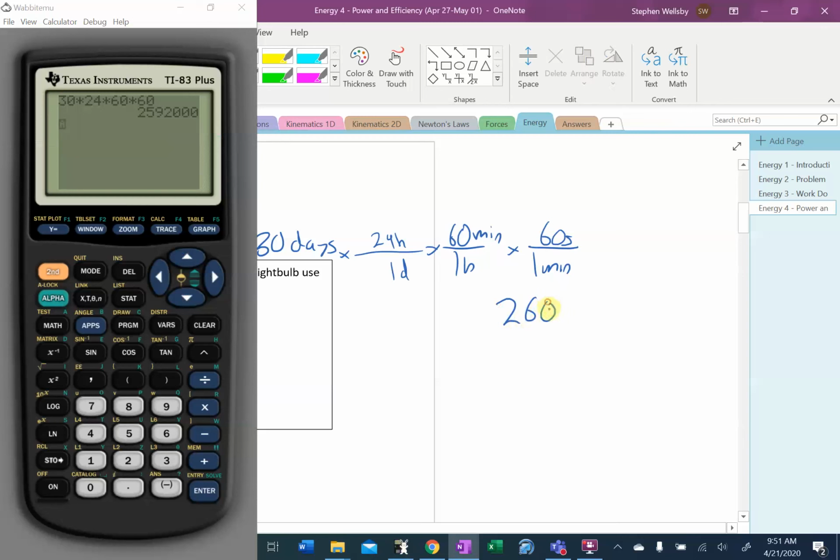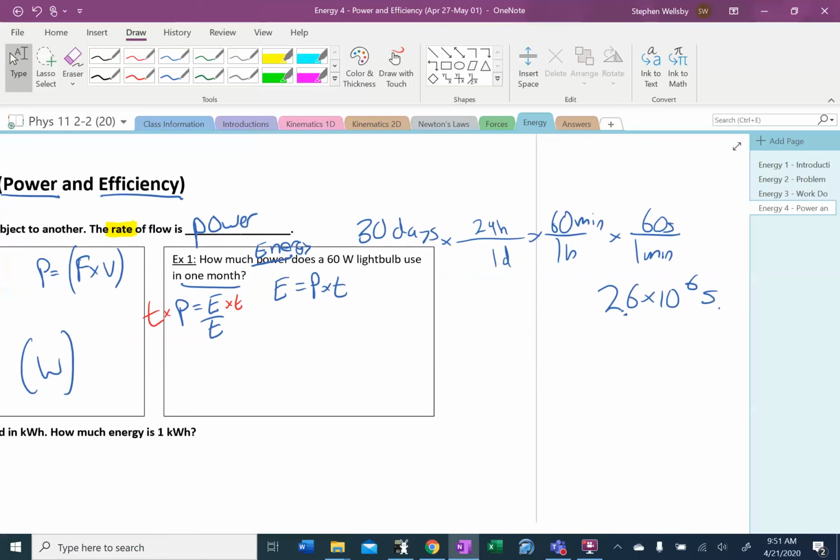So we'll just call this 2.6 million. Let's do that. 2.6 times 10 to the 6 seconds. So that's how many seconds are in a month. Now the other way that you can solve this is just directly.